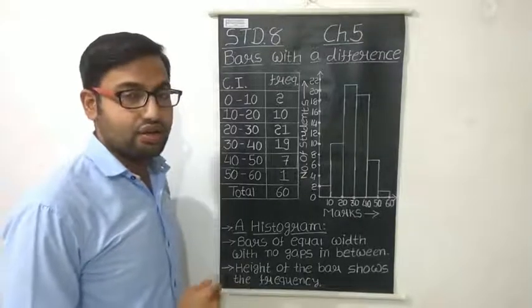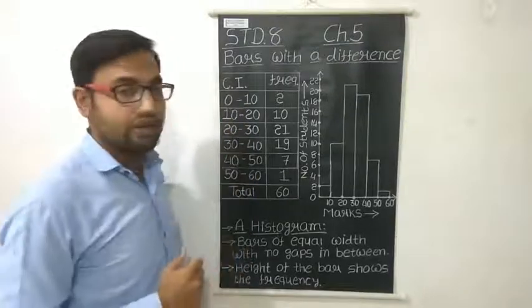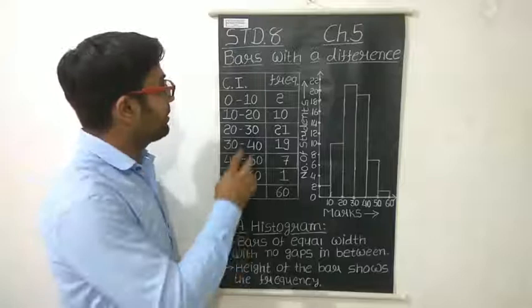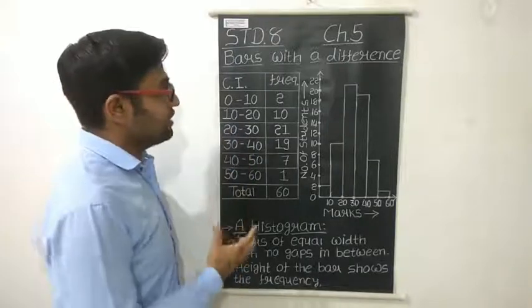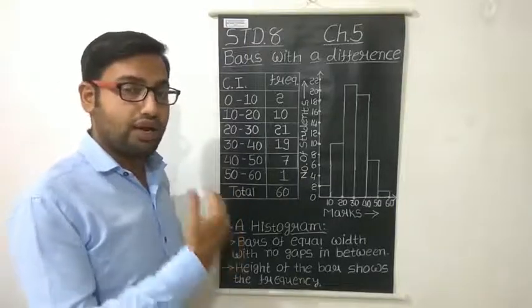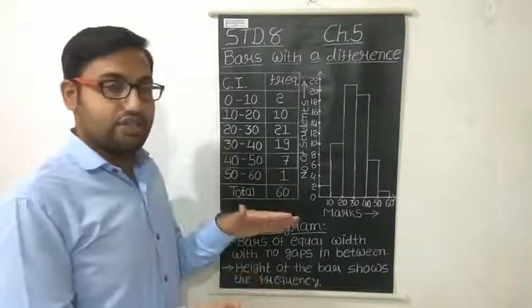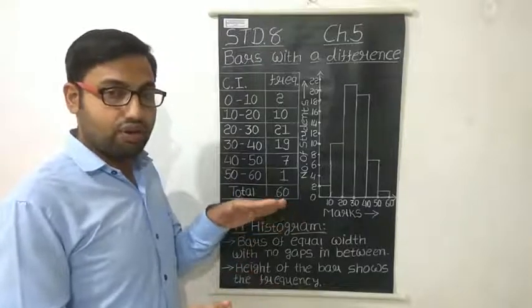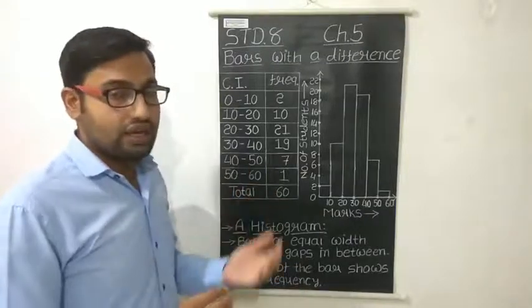Hello students, today we will study about the bars with a difference. This is the topic of Standard 8, chapter number 5, data handling. In this chapter we have studied how to handle raw data. How to handle means how we can arrange the raw data we have been given, in two forms.